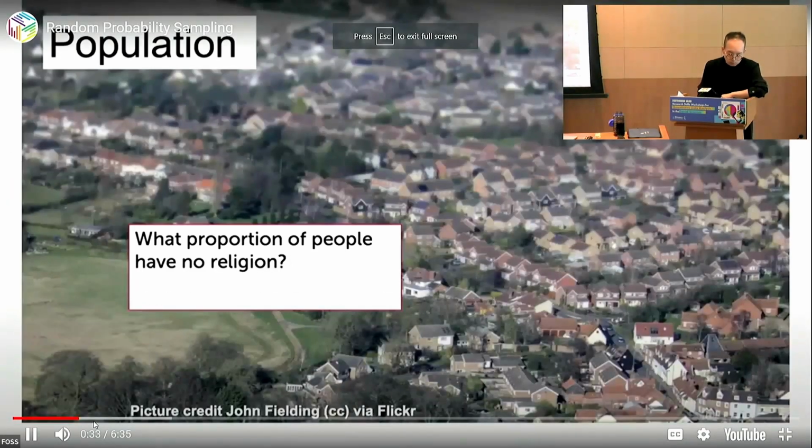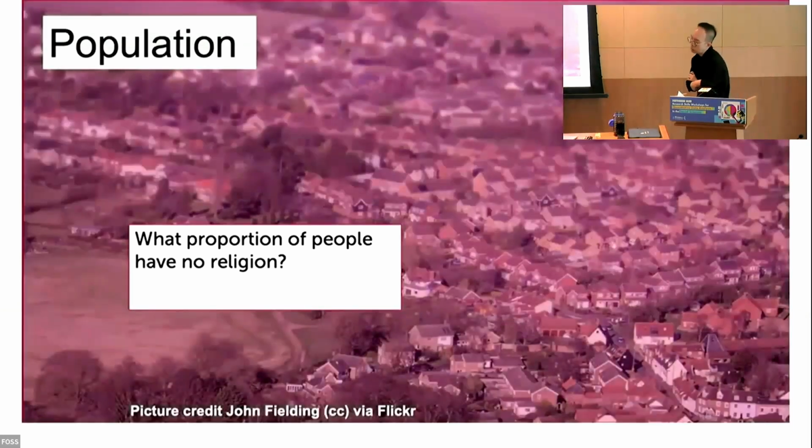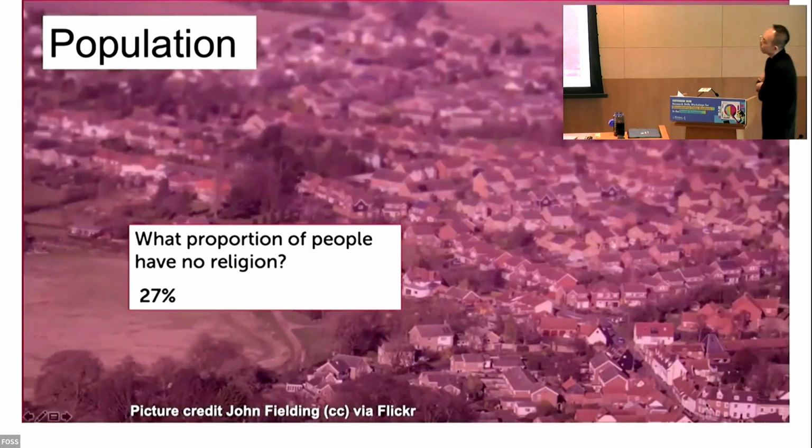If we want to know about a population characteristic, say what proportion of people have no religion, we could just ask everyone. This is the approach used in traditional censuses. In fact, the 2011 census reported that 27% of those who gave an answer in England and Wales had no religion. However, most surveys take advantage of the power of sampling to estimate population characteristics.